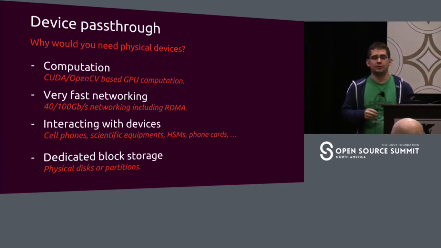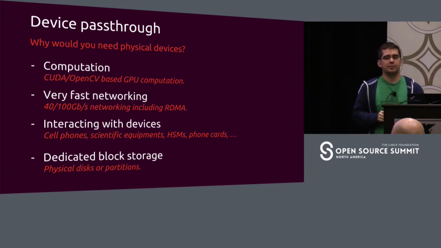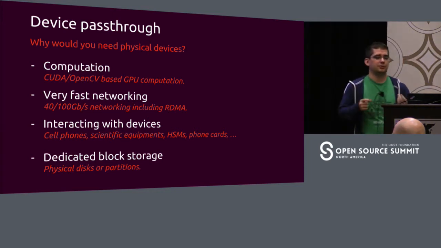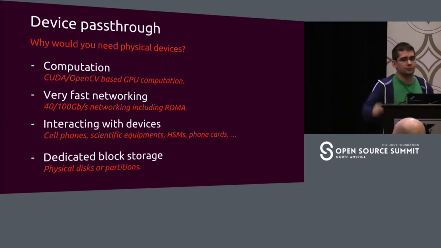Those you could also pass through with PCI passthrough, but either you need a very fancy card that lets you do virtualization and slicing, or you need to have one physical card per virtual machine on your system, which is not always that great a fit, really.